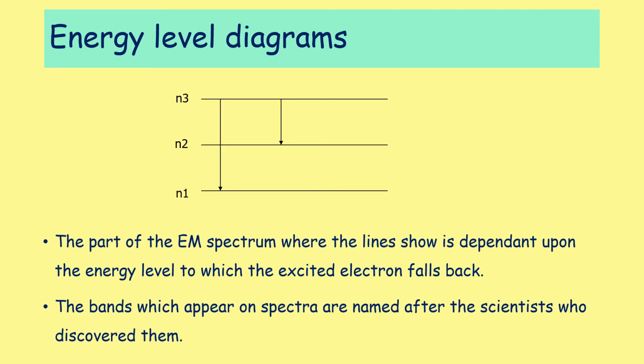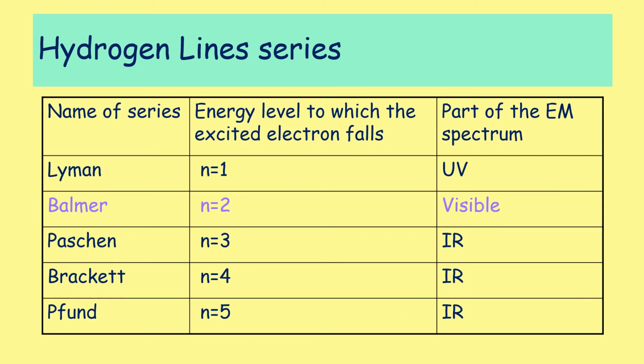The bands which appear in the spectra are named after the scientists who discovered them. So with hydrogen, if the excited electrons are falling back to the first energy level, those lines form what's called the Lyman series. And it gives off a series of lines that are all in the ultraviolet region.